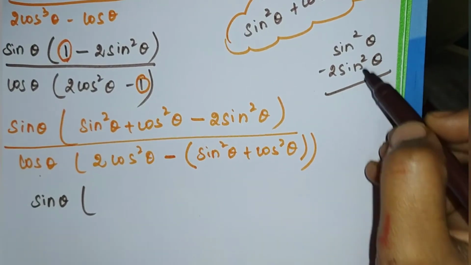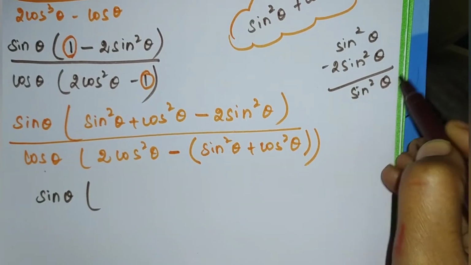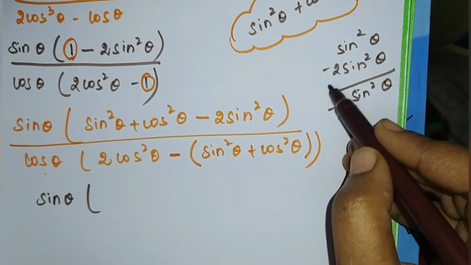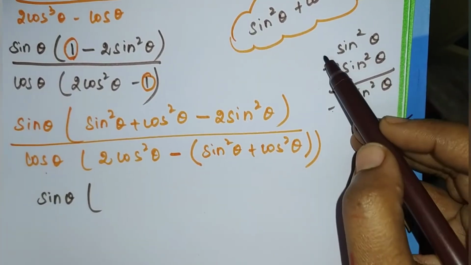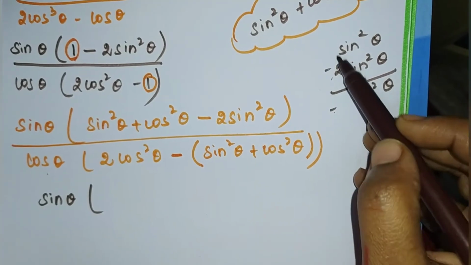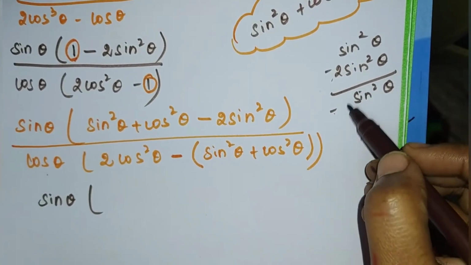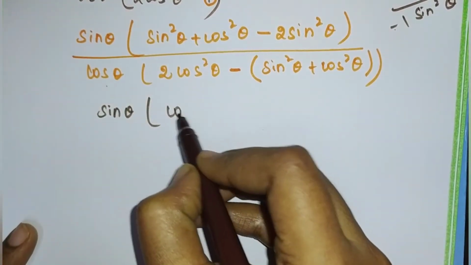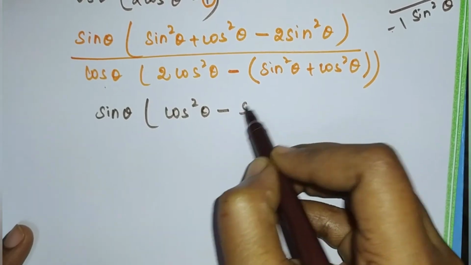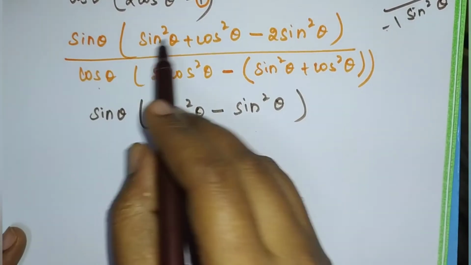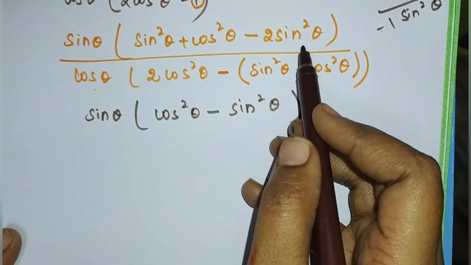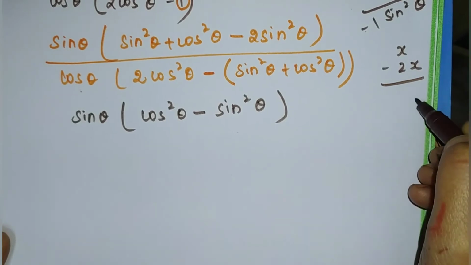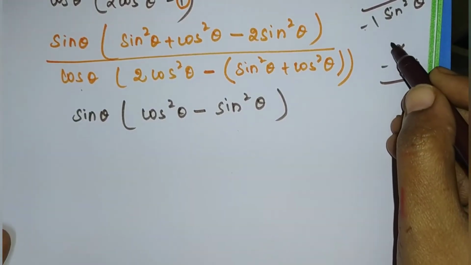Both are the same kind of term. Sin square theta: here we have 2 and here we have 1, so the bigger number's sign is minus, and the signs are different, so you have to subtract. 1 minus 2 is 1. So cos square theta minus sin square theta. This is not difficult: x minus 2x, you subtract, 1 minus 2 is 1, and x here is sin square theta.